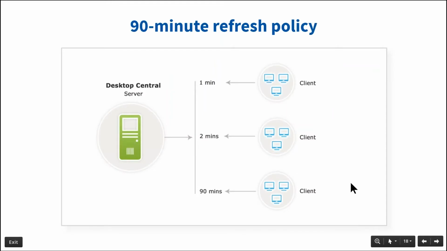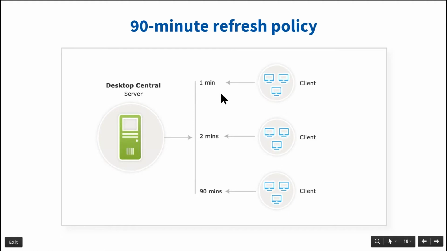So now we saw the implementation: how you can deploy the server, what ways you have for deploying an agent, what a secure gateway is, and what a distribution server is. Now let's discuss the communication flow between the clients and the Desktop Central server. Desktop Central architecture is capable of managing even large networks of up to 20,000 to 40,000 computers, and this is possible because of the refresh policy we have. The refresh policy is a 90 minute contact time between the agents and the server.